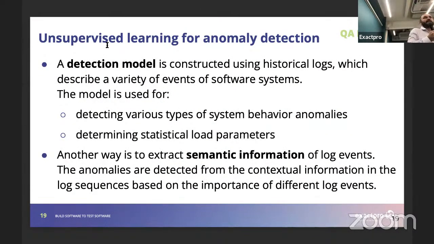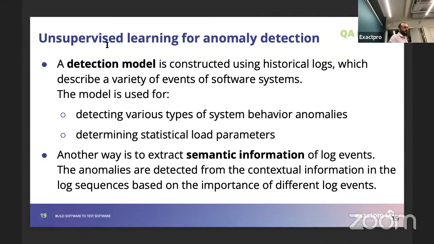Usually the model which defines what is okay and what is not okay is built on the basis of historical logs. You study the history. I mean, not you, but the algorithm. It analyzes the history and decides which behavior is kind of standard. And then on the basis of this model, it detects different types of anomalies and different statistical characteristics.